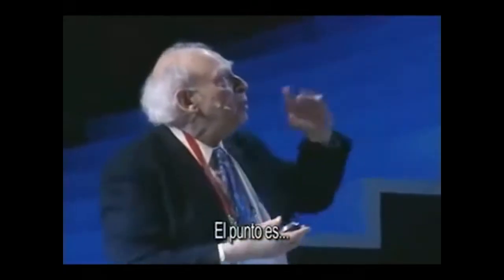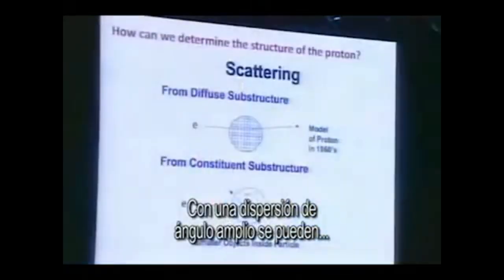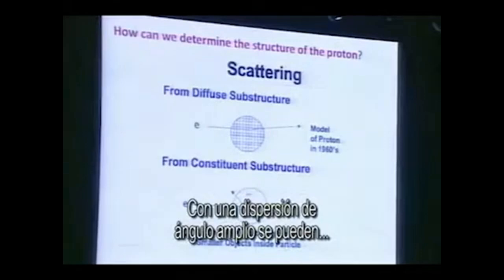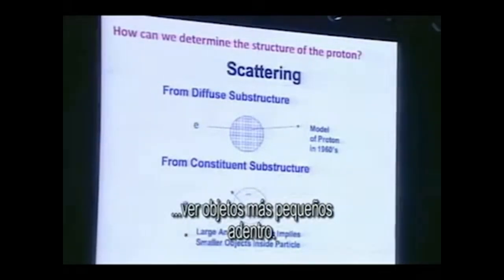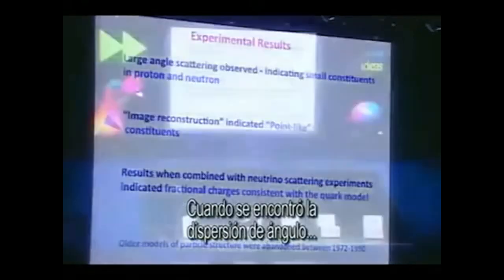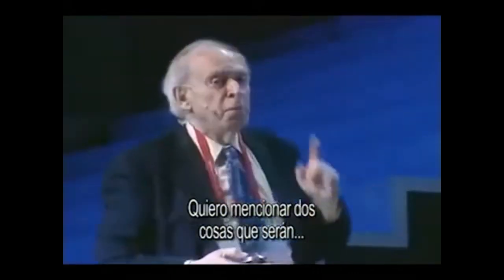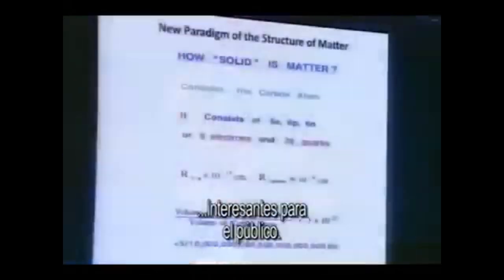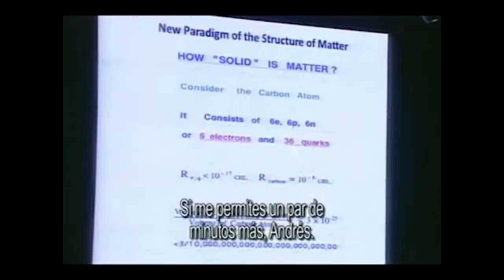So the point is, large angle scattering will let you see small objects inside. And actually large angle scattering was found, and therefore quarks were discovered. I don't have time to really go through that. I just want to make two points which I think will be interesting to the audience, if you give me the privilege of a couple of extra minutes, Andres.